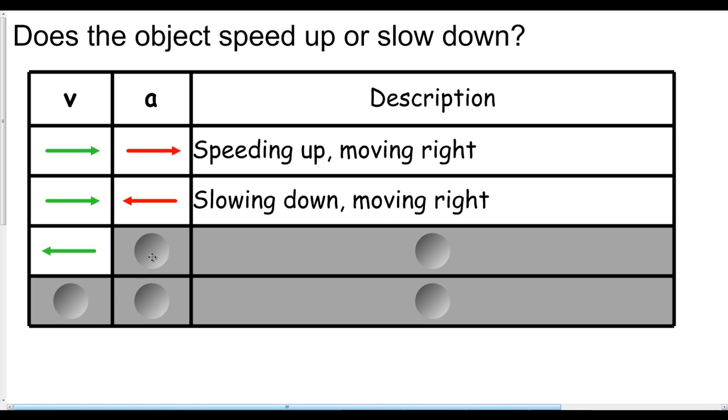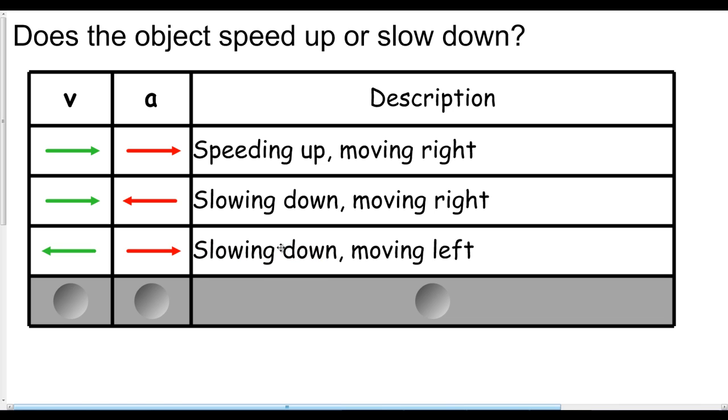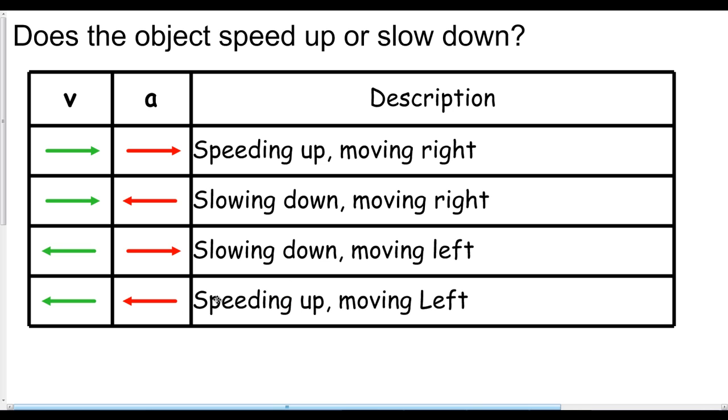The velocity is now to the left, the acceleration is to the right. So what do you think is going to happen here? That's right. The object is going to slow down, but it's going to be moving to the left. So the object is moving to the left, but it's slowing down. And then now let's talk about if both of them are pointed to the left. Well, it's going to be speeding up and moving to the left. So the object is going to be going faster in the left direction.